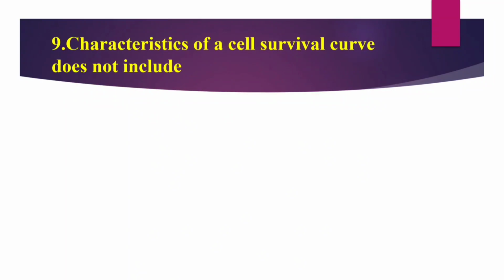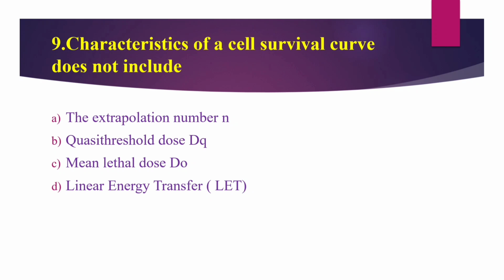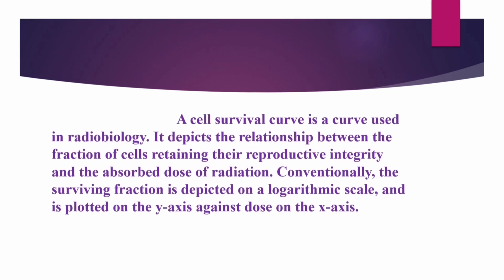Question number 9. The characteristics of a cell survival curve do not include: option A, the extrapolation number n; option B, the quasi-threshold dose Dq; option C, the mean lethal dose D0; and option D, linear energy transfer, LET. The answer is option D, linear energy transfer, LET. Now let's see the explanation.